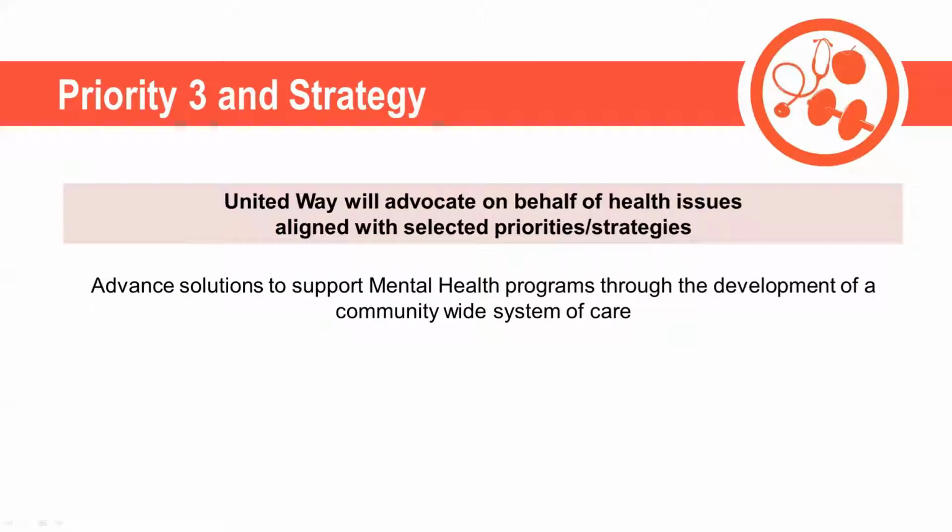And then our third priority, which is now again being provided a single grant. So we hope to receive the opportunity to support one collaborative applicant, in a perfect world, that is going to help advance solutions to support mental health programs through the development of a community-wide system of care. And this is the mental health and behavioral health system of care. You can read more about that within our request for application.